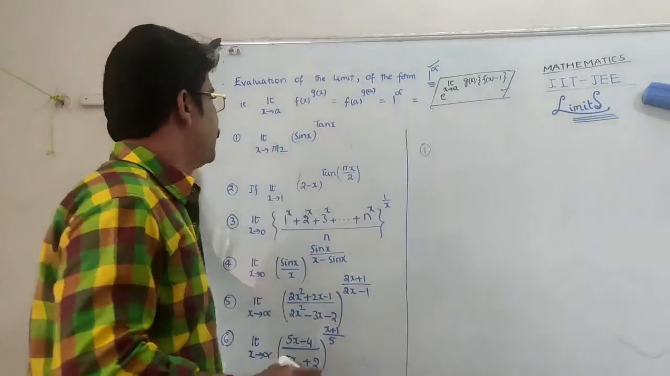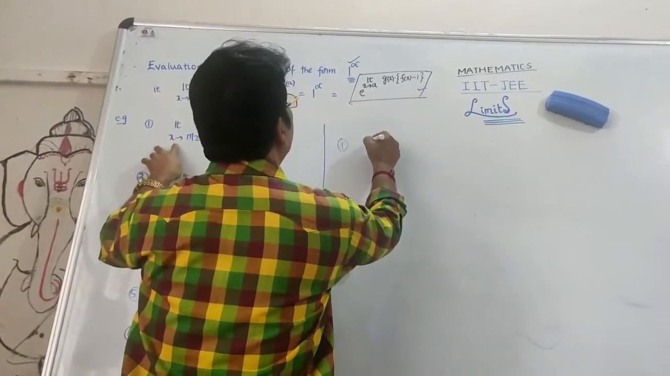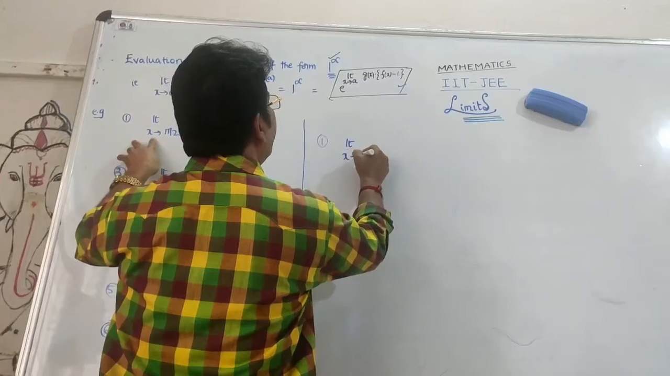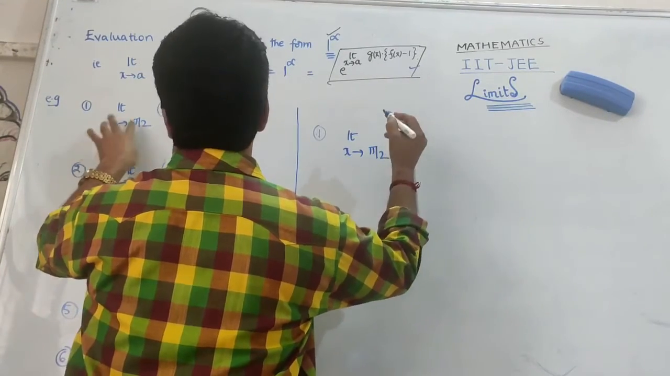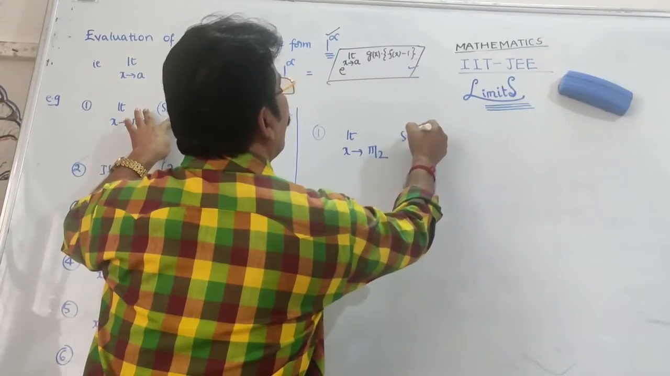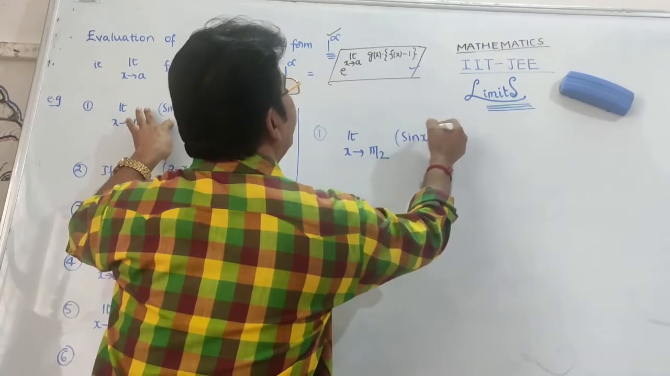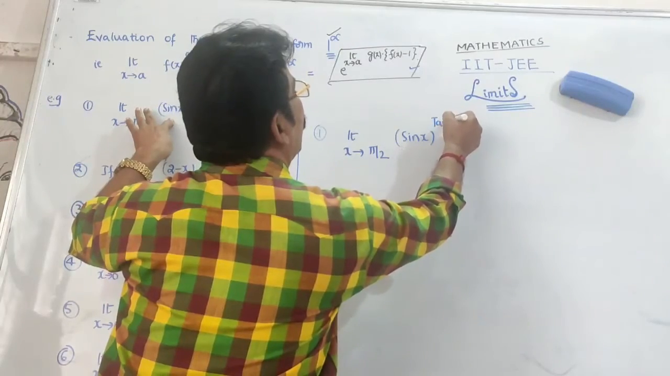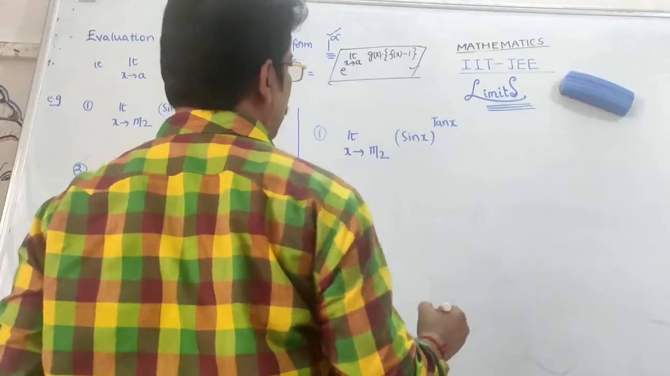That's all. Its application, question number 1: limit x tends to pi by 2, sin x whole to the power of tan x.